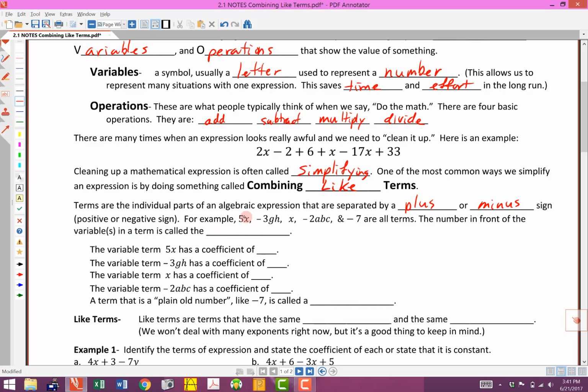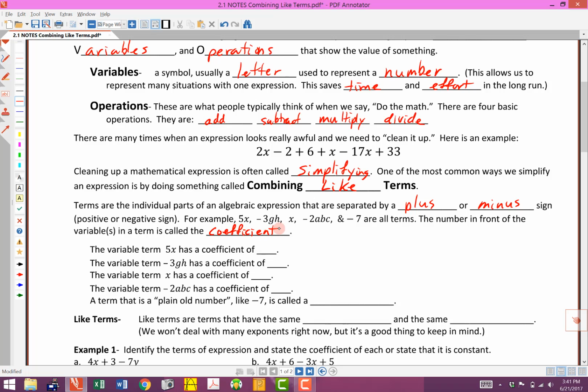So for example, if I've got a 5x, that's a term. Negative 3gh, that's a term. Plain old x, that's a term. If we've just got a plain old variable, or like on the end here, a plain old number, or maybe we've got several variables here and then one number, those are all terms. The number in front of the variable has a special name, it's called a coefficient.